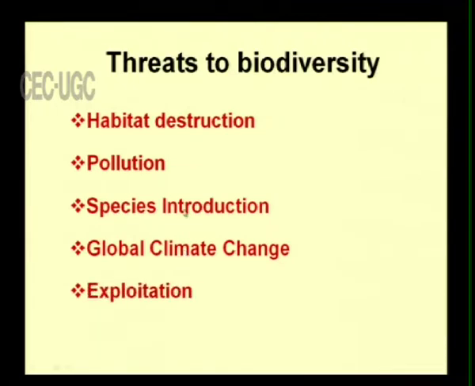And so, these are all the threats. We are destroying habitats and causing pollution, and some new species are introduced that may not be accepted by the particular ecosystem. Global climate change and exploitation are also threats to biodiversity.